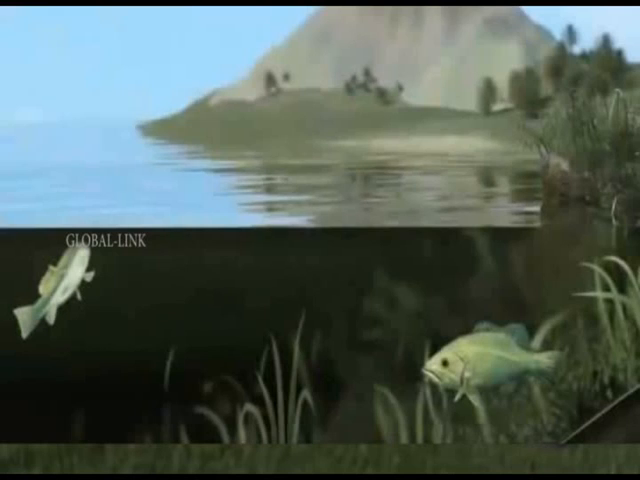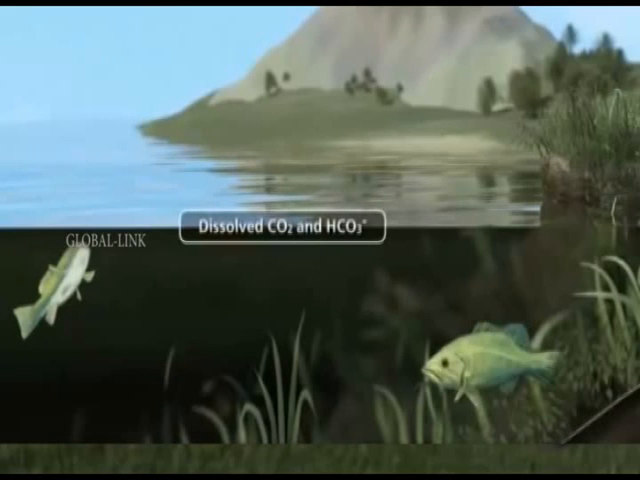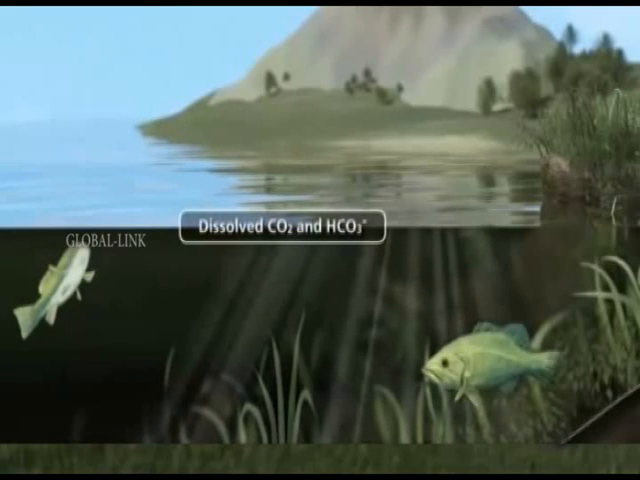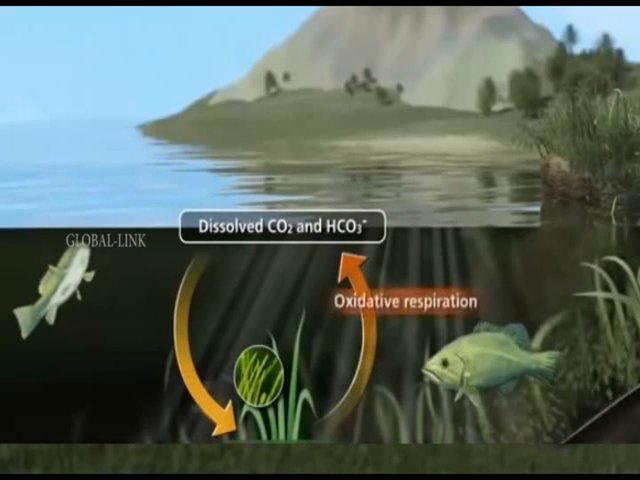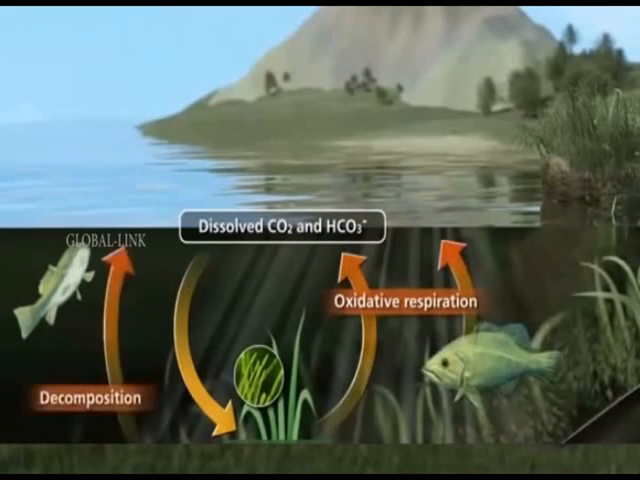Carbon cycles in a similar way through the aquatic ecosystems. Carbon is present in water as dissolved carbon dioxide and bicarbonate ions. Both are sources of carbon for photosynthesis and are taken up by algae and aquatic plants. Carbon dioxide is released in the water through oxidative respiration in these organisms and in other aquatic organisms such as fish and in decomposition.